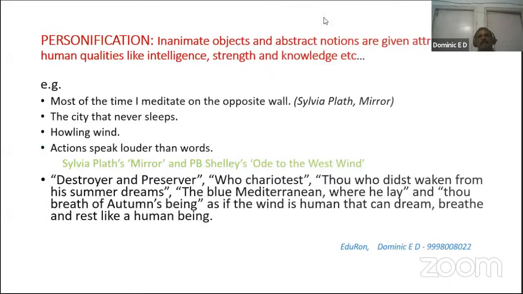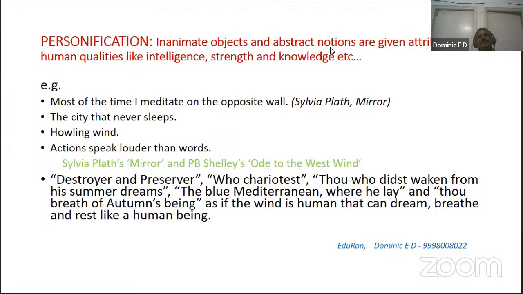Moving further ahead, we have personification. Two objects, inanimate objects or abstract notions, are given attribution of human qualities like intelligence, strength, and knowledge. So we have inanimate objects, objects that are without life, things without life, and abstract notions, ideas that are very abstract. For example, you take death, are given attribution of human qualities. So when we speak of attribution, abstract notions or inanimate objects are given human qualities and then spoken of as though having intelligence, knowledge, and perception.